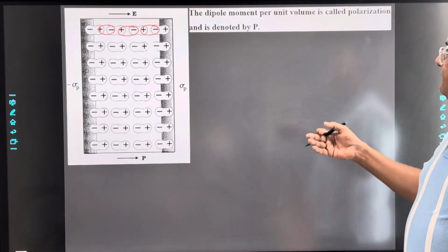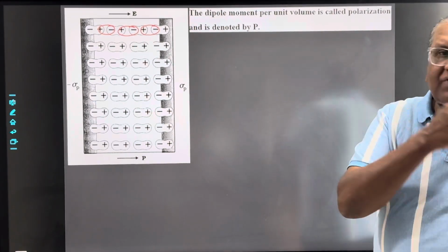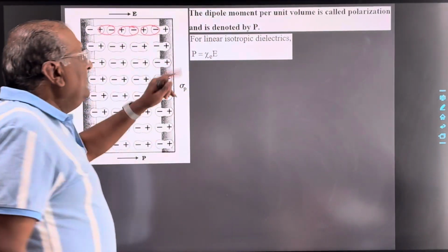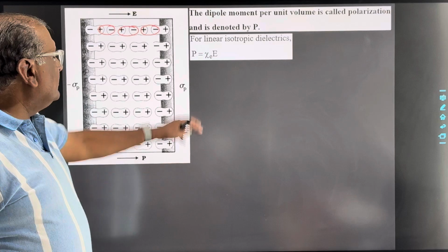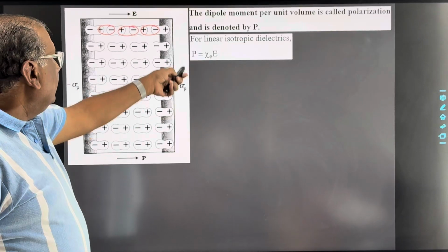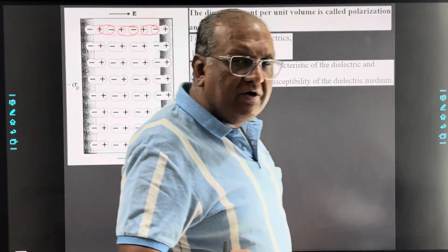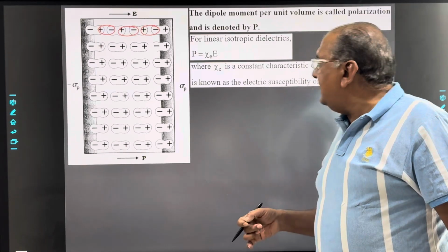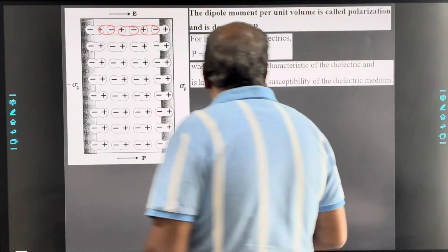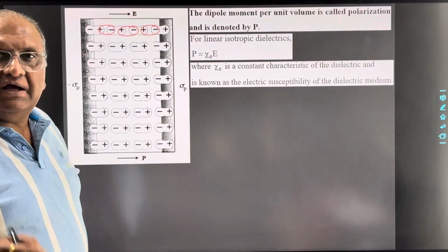Now the dipole moment per unit volume is called polarization P. Here the dipole moment is induced, or we can say some net dipole moment is induced. So the net dipole moment per unit volume is called polarization P. And here for linear isotropic dielectrics we can write P equals chi E, where this constant is the characteristic of the dielectric, and that is known as the electric susceptibility of that dielectric substance, or we can say dielectric medium. Clear to all of you?